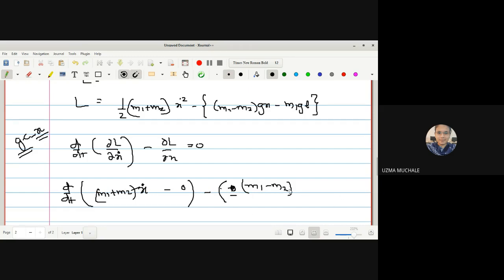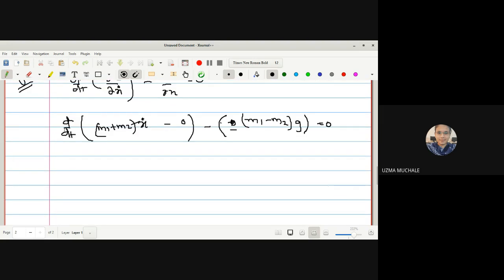Actually, it is with negative sign g as it is. Again, there is no term of x in our third term. So directly I can write this as minus m1 minus m2 g, which is equal to 0.